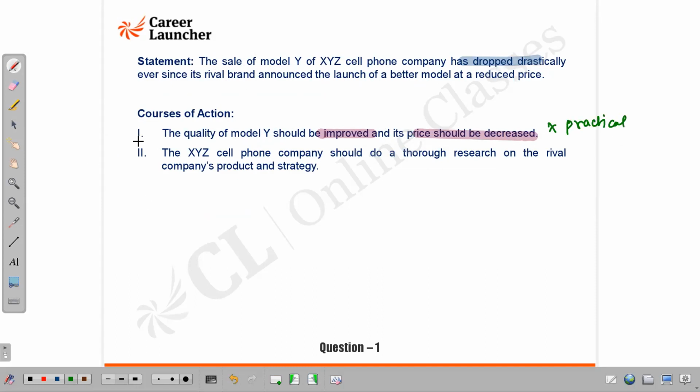So I believe we'll cancel this out. The XYZ cell phone company should do a thorough research on the rival company's product and strategy. I think there's no harm; it's a sensible, practical solution. So we should do it. Again, it's not my point of view, not my personal problem, not my company. Therefore, I'm not going to consider that. Second, we could do something more than the second one. So I'm just evaluating it critically, and then B seems fine.